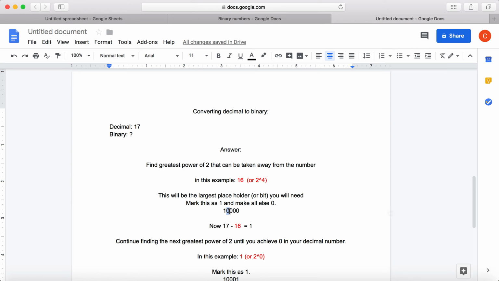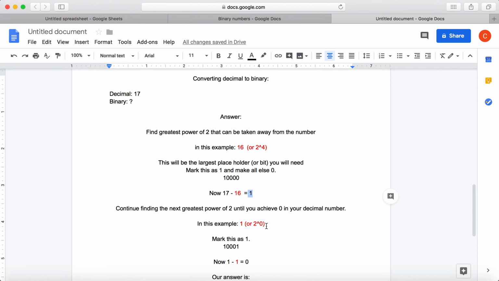So 2 to the power of 3 as 0, 2 to the power of 2 as 0, 2 to the power of 1 as 0, 2 to the power of 0 as 0. Now we take our original decimal number 17 and subtract this 16 from it, and we are left with 1. So now this is what we have left to convert to binary. So now we continue finding the next greatest power of 2 until we have reduced this value to 0.